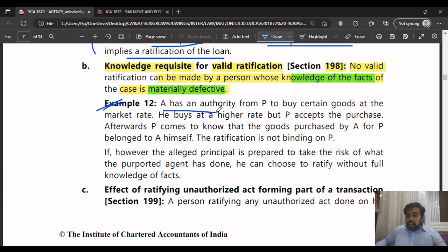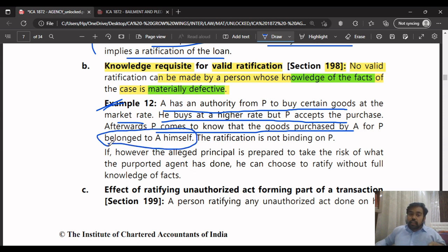In this example, A has an authority from P to buy certain goods at the market rate. Principal has given A authority to buy certain goods at market rate. What the agent did is he bought at a higher rate, but P accepts the purchase. P was not at all worried that his agent purchased the goods at a higher rate. He was like, fine. But later on P came to know that the goods purchased by A for P belonged to A himself. The ratification is not binding on P here.